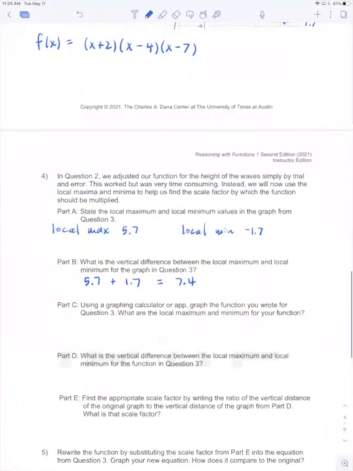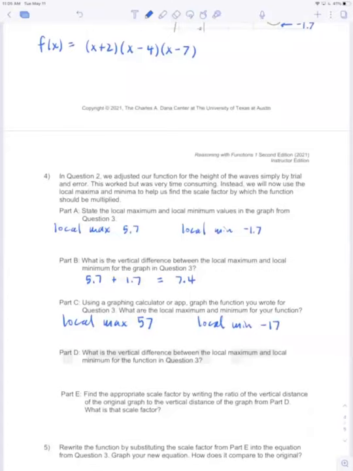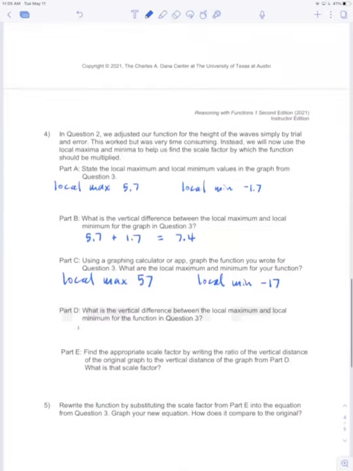All right, so let's go back here where we were. Part C says using a graphing calculator, graph the function you wrote for the question 3. The local max, it was 57. Well, that's what we're using. Local min was negative 17. Okay. Part D, what's the vertical difference between the local maximum and local minimum for the function? We're just adding these together again, and we're just considering the absolute value of these numbers. So this is going to give us 74.